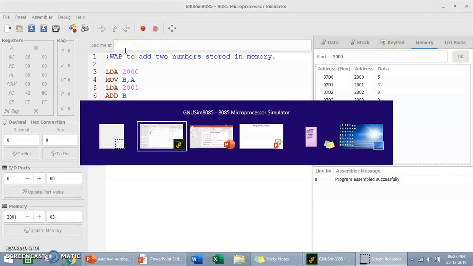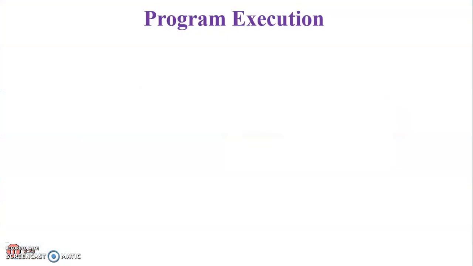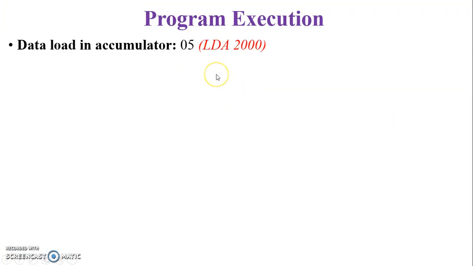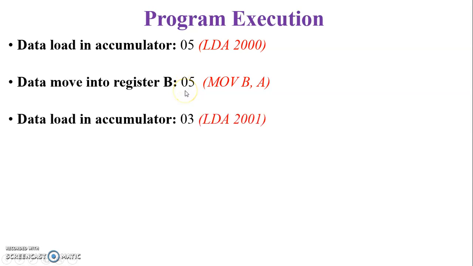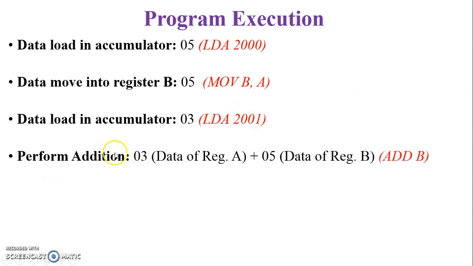Now program execution step by step. Data loads in accumulator, 05. As per my first instruction, data moves into register B. This is the source and this is the destination. So register B stores 05. Data loads into the accumulator, 03, from the 2001 location. Perform addition of the data of register A, the accumulator, and the data of register B.